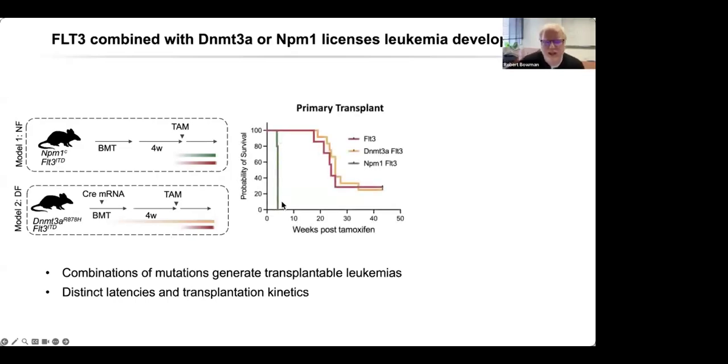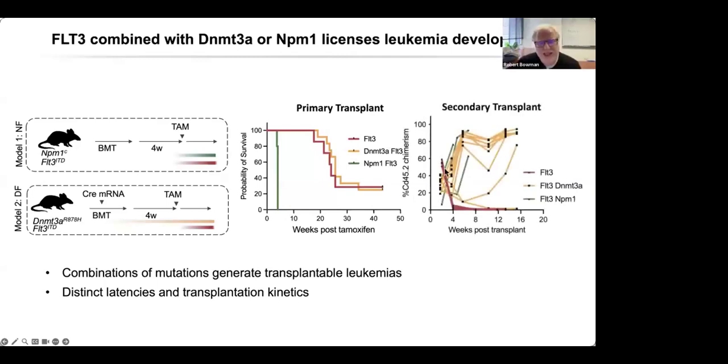The FLT3 NPM1 combination gave rise to disease within 5 weeks. And these mice were uniformly lethal, and the disease was 100% penetrant. The DNMT3A FLT3 combination really didn't have much of a change in disease penetrance compared to FLT3 alone. In fact, these mice looked a lot like the FLT3 alone mice.